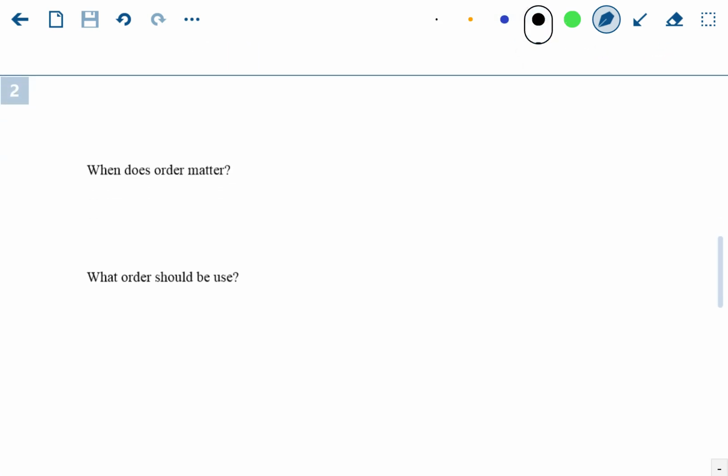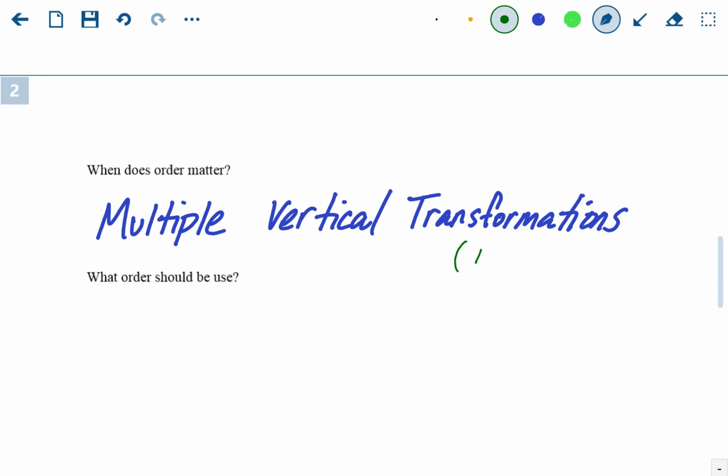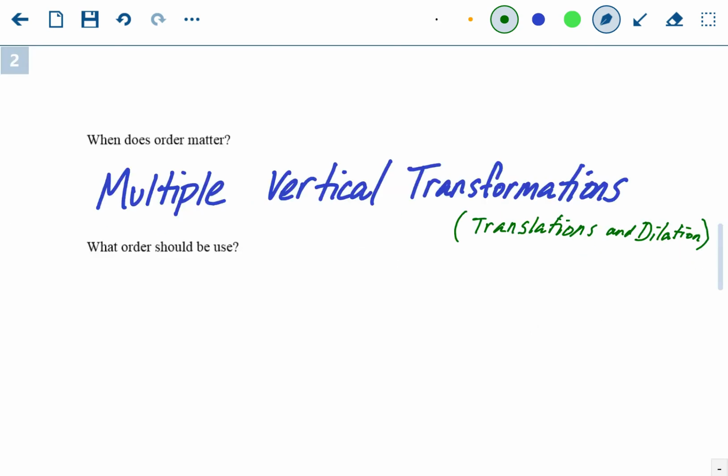So just like with order of operations, order does matter in these. When does order matter? It matters when you have multiple vertical translations or transformations. So we need to have an order just like with order of operations. We need to have some process to give us the same answer each time. So anytime there's multiple vertical transformations, the order is going to matter. And vertical transformations can come in 2 forms. You could have a translation, a shift up or shift down, or you could have dilations, vertical stretch or vertical compression.